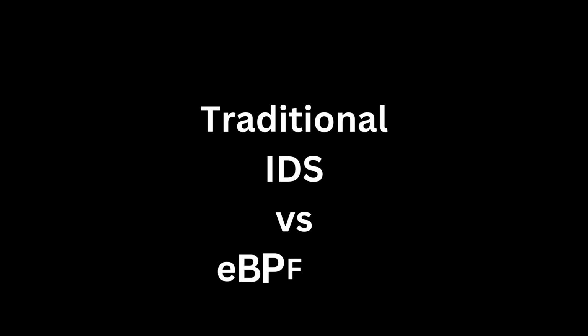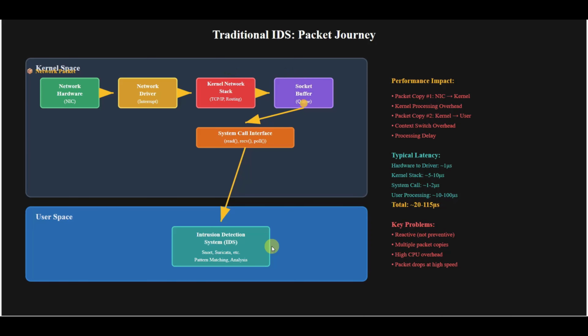Traditional IDS versus eBPF IDS. Let's start with a fundamental question. How do traditional intrusion detection systems work and why are they fundamentally limited? Picture this: a packet arrives at your network interface. In a traditional setup, the journey looks something like this.